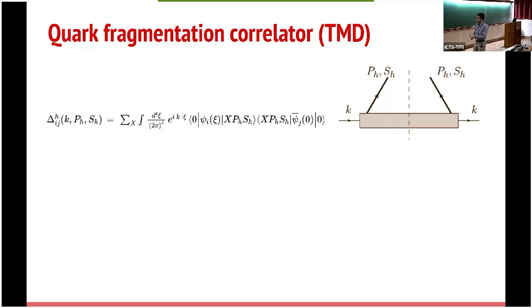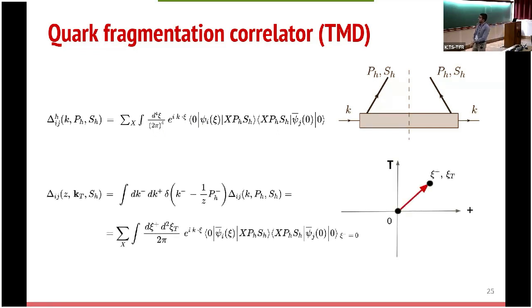Let me say a couple of words also about the fragmentation correlator. The fragmentation correlator is the object, similar to the PDF correlator, that defines the fragmentation functions. You see, you have a quark that fragments into a specific hadron with momentum pH and spin SH. Of course, the quark does not produce only a pion, it also produces many other hadrons. But those hadrons are neglected and they are summarized by this blob here.